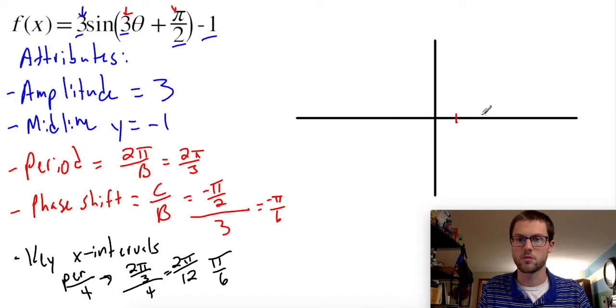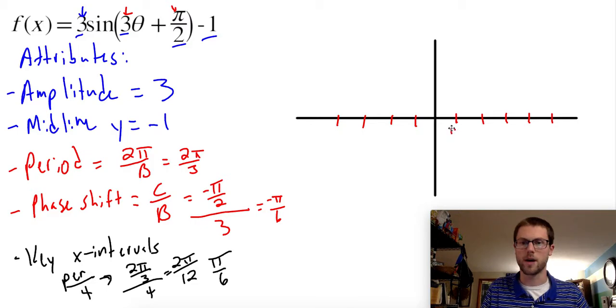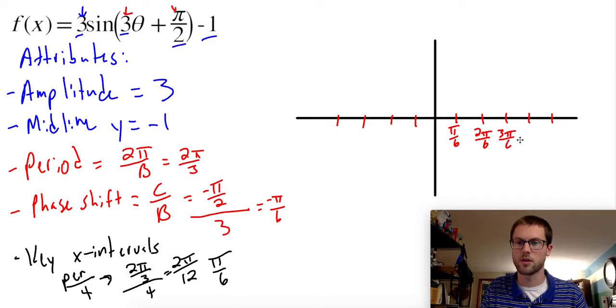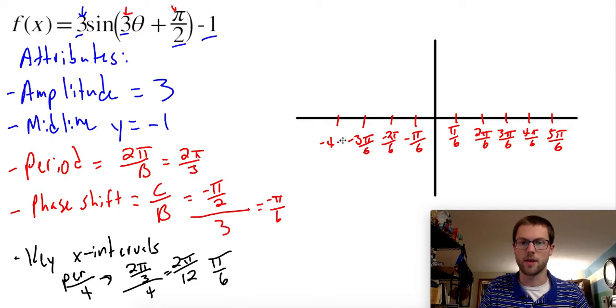And so let's take a few tick marks out here to the right and a few tick marks out to the left. These are kind of evenly spaced. And so this is going to be pi over 6. I'm just going to be adding pi over 6 with every tick mark. So let's make that 2 pi over 6, and then 3 pi over 6, and 4 pi over 6. I'm just adding pi over 6, 5 pi over 6. And in the other direction, I'll have negative pi over 6, negative 2 pi over 6, negative 3 pi over 6, and negative 4 pi over 6.